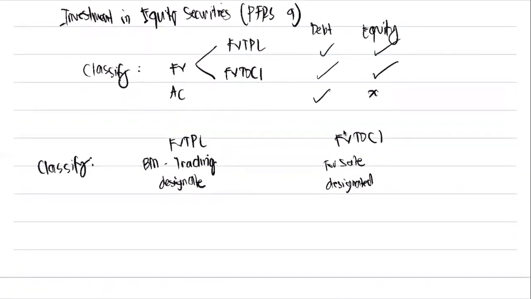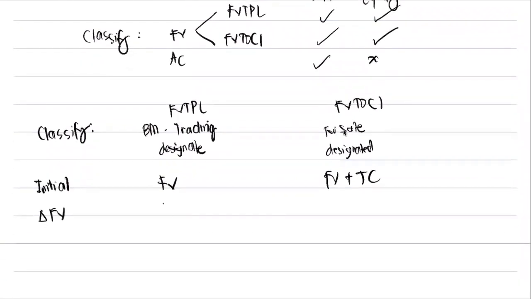Next, as to your recognition. When do we recognize again FVTPL and FVTOCI investments? Once you are a party to the instrument. Another difference, as your initial measurement, FVTPL, how do we measure it? Fair value only. FVTOCI, how do we measure it? Fair value plus transaction costs. Now, as to the changes in your fair value. In your changes in fair value, FVTPL, where do we place it? Profit or loss. FVTOCI, we place it in your other comprehensive income.